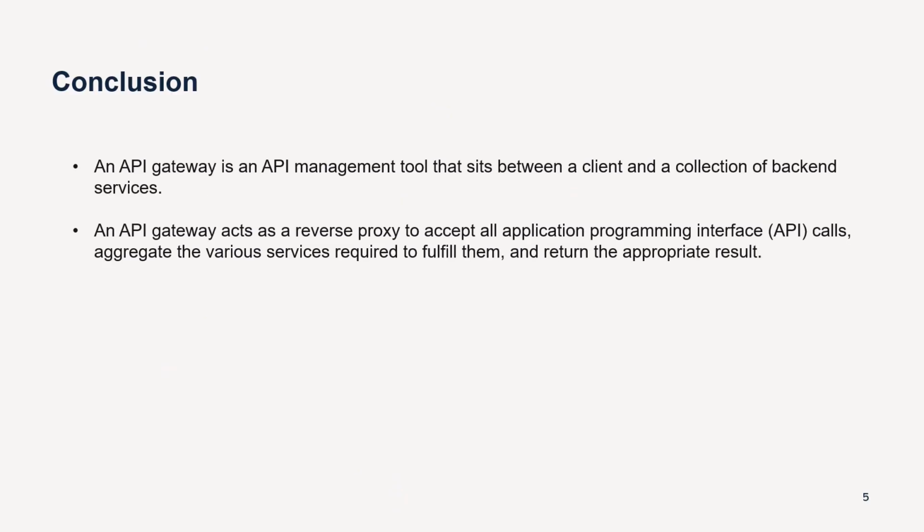So in conclusion, the API gateway is an API management tool that sits between the client and the collection of backend services, as I explained earlier. Whatever request comes to your application is going to be passed via the API gateway, and then it will perform some kind of logic or rules which are pre-configured. Then it is going to pass those requests to the backend API. So in a nutshell, API gateway is a very critical component in terms of microservices architecture.